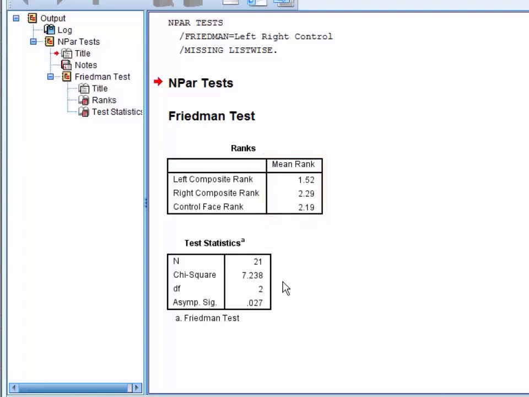In the table below, we have the information we need for the write-up. More specifically, we have the test statistic, chi-square, which we usually denote with an italicized Greek letter chi. We have the degrees of freedom, which is the number of conditions minus 1, and the significance level, or p-value, which is 0.027 here. You could write up the findings like this.